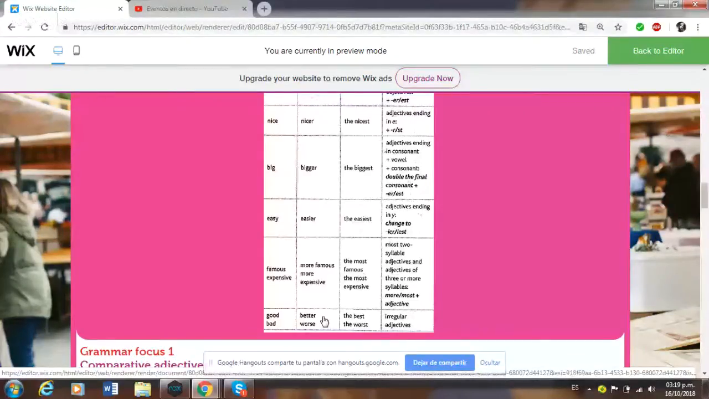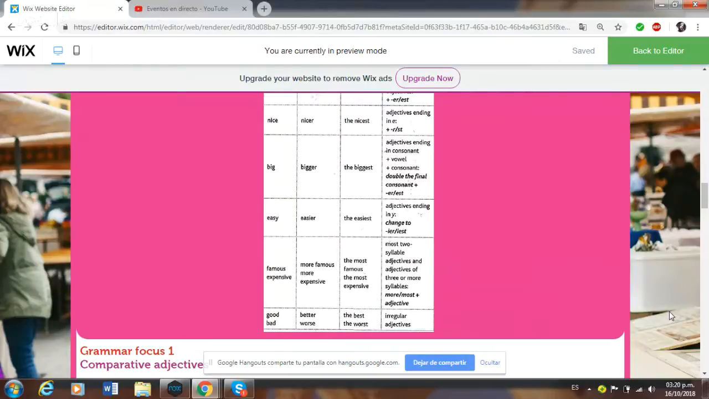okay? For example, good. Good in comparative form is better, okay? Better. And in the superlative form, the best. Change. Yes, so you can see it changes its structure. Then the best. We pronounce the best in the superlative form. Okay. And bad. Bad in the comparative form, worse. In the superlative form, the worst. Okay. Because they are irregular adjectives, irregular forms. Okay. As you can see, only the structure changes, their structures.